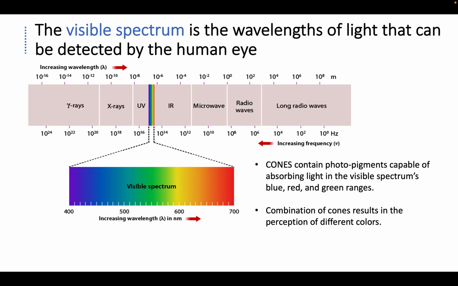And so stimulation of these different photoreceptors, these different cones, ones that are sensitive to red, blue, and green, in different quantities, in different ways, results in us being able to see all of these different colors within this visible spectrum. Okay, so a combination of cones that are stimulated results in us being able to see shades of red, blue, green, and all of these different colors in between.